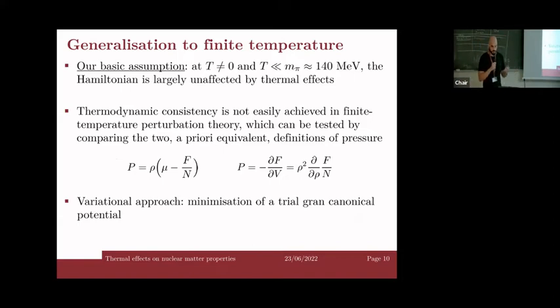And this is valid, thinking that in a neutron star merger, for example, temperature can be as high as 100 MeV, but a typical high temperature would be 50 MeV, 40 MeV. And so that's a fair hypothesis.